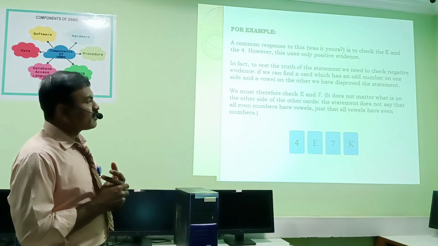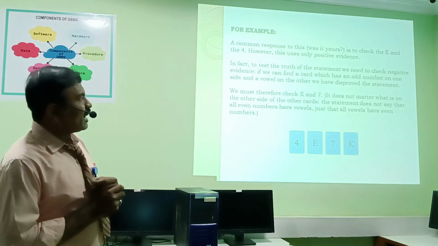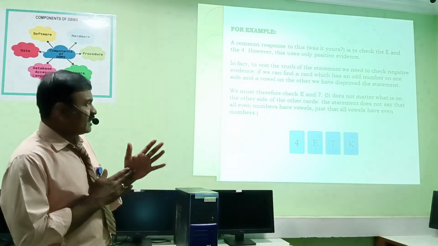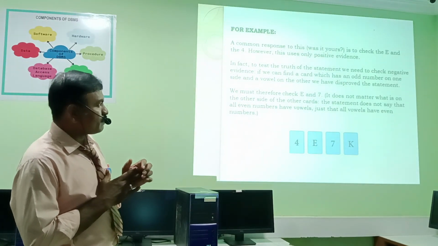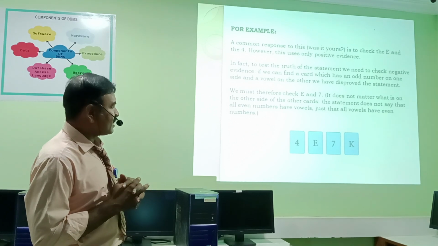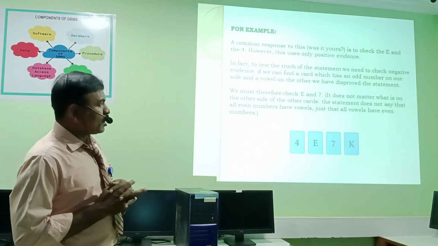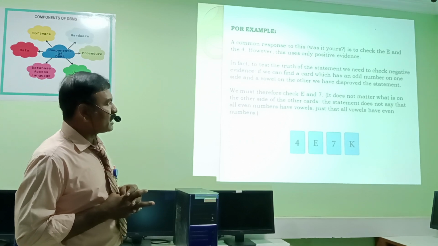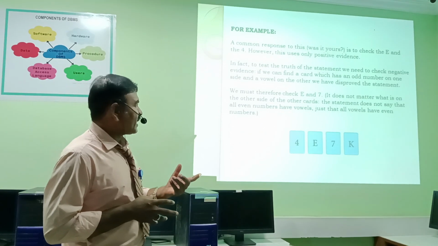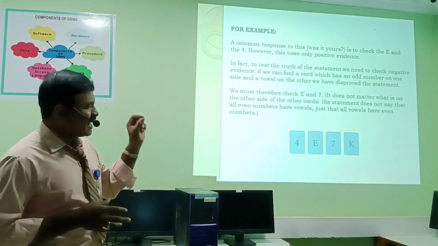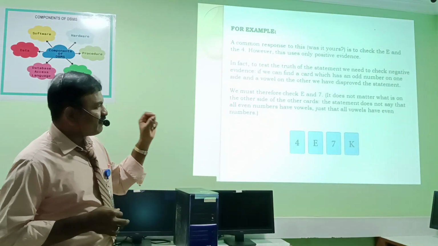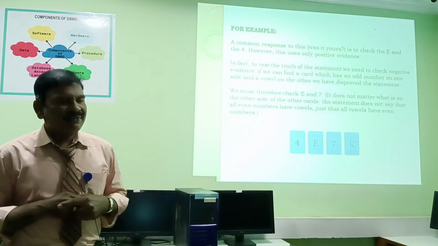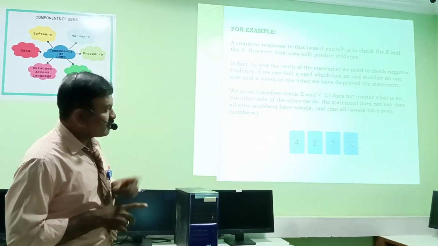Let us check the A and 4. However, this uses only positive evidence. To test the truth of the statement, we need to check negative evidence. If we can find a card which has an odd number on one side and a vowel on the other, we have disproved the statement. We must therefore check A and 7. Only the vowels are to be checked.